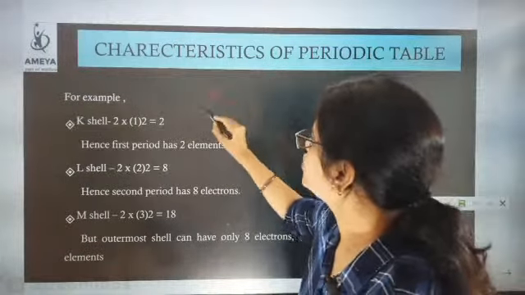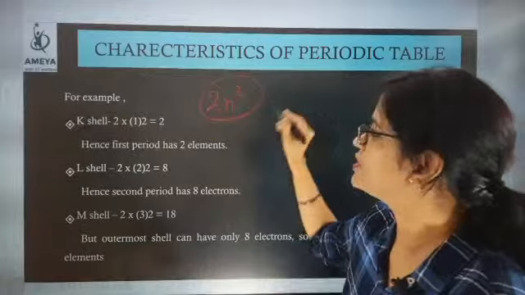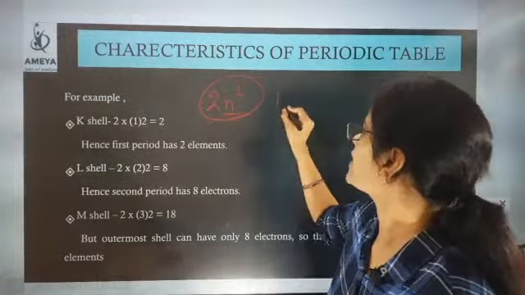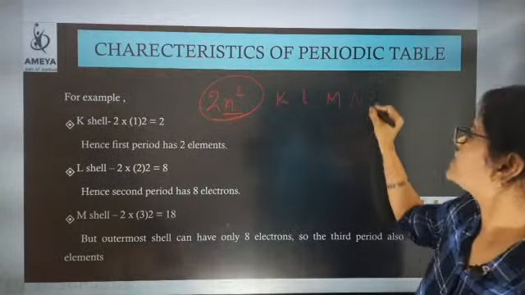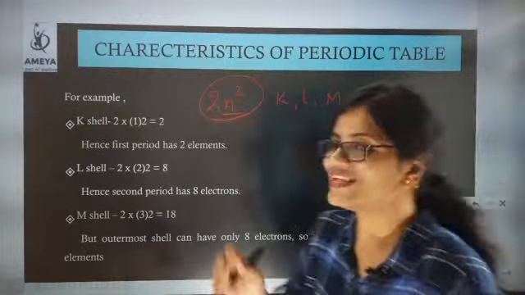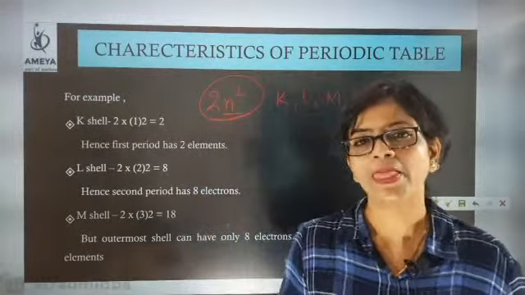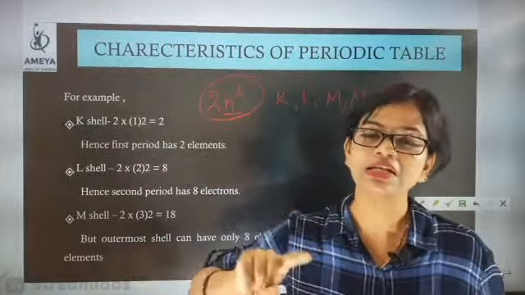So now look here, beta, the 2n square rule is there. In the 2n square rule for a period, what is n? n is the shell: K, L, M, N shells. So different shells are there. Each shell will have a specific energy level. The energy level of a shell is fixed.